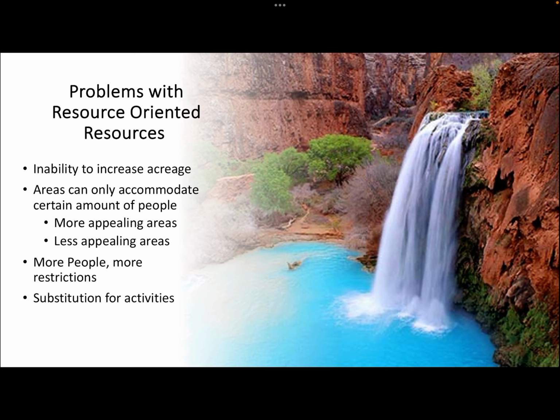So one of the problems with resources like this is that let's just call this waterfall the most appealing, or a number one type of area. So many people go to these most appealing places, these number one places. And when we've maxed them out, we tell people you can't go to that number one area. You have to go to the number two area. And so now people are being forced to go to the number two, which is the less appealing area.